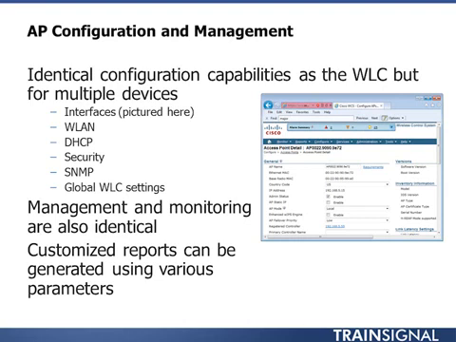And so you can get in and you can define the interfaces. Here I'm showing the interfaces for an access point, which is a lightweight access point, which is under the control of a wireless LAN controller. You can get in there and change the interfaces, the wireless LAN, again the DHCP settings, security, SNMP, the global wireless LAN control settings. Again, everything that you can do on the wireless LAN controller or on the access point, you can do from the wireless control system.